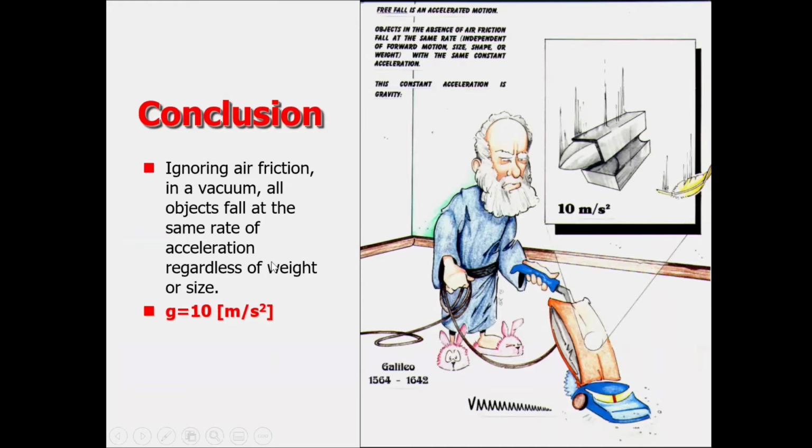So he's the one, he said, hey, only in a vacuum, in an airless environment, or when the air friction is negligible, all objects, regardless of their weights, will fall at the same rate. That's it. Now, the rate at which the object accelerates is known as g. All right, so this is the acceleration due to gravity. And notice that it's 10 meters per second squared.